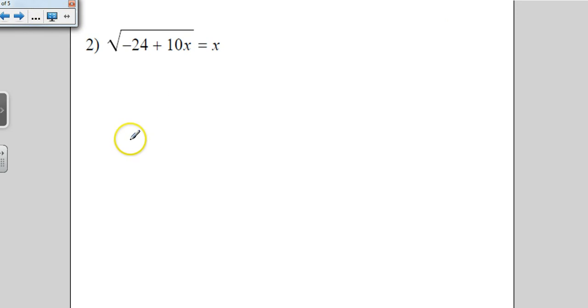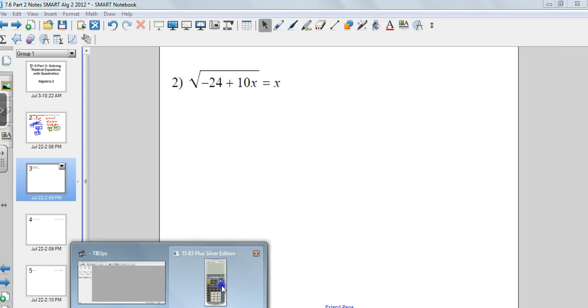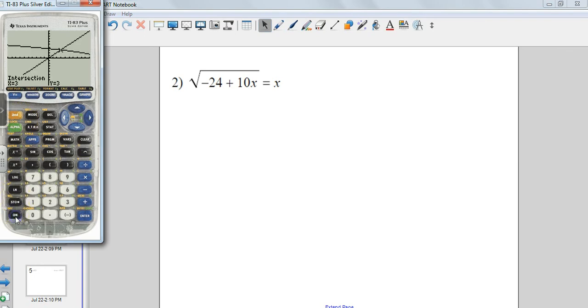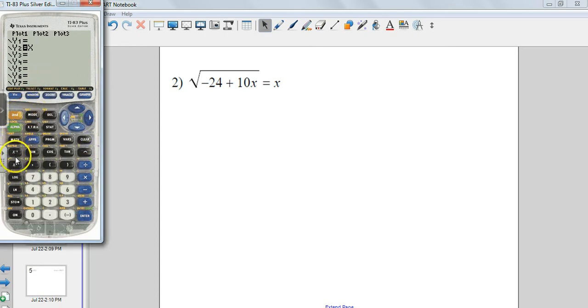And I'm just going to stick to the graphing method because that seems like a good idea. So on the y1, we're going to write the left-hand side of the equation, which is the square root of -24 plus 10x, and then the right hand side, or y2, is just going to be x again. So we're going to hit graph. Now this time I want you to sketch it on your paper. I would like you to go ahead and do that.